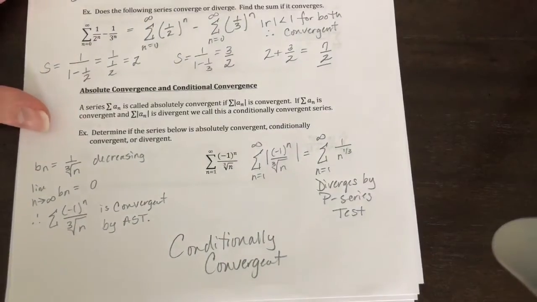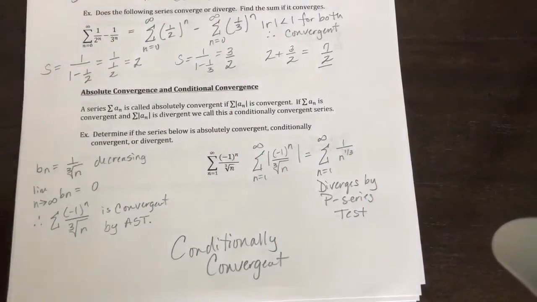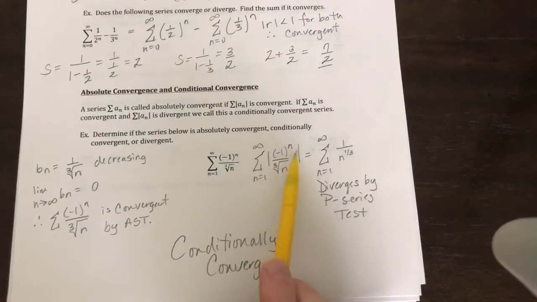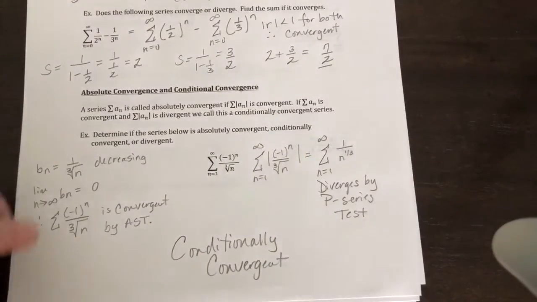Now, you only need to check for conditional convergence pretty much whenever you have an alternating term in there, a negative term. Okay, so just keep that in mind.